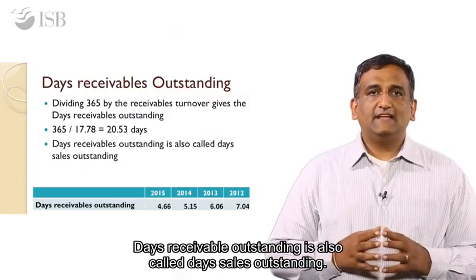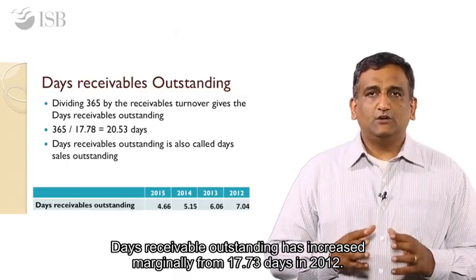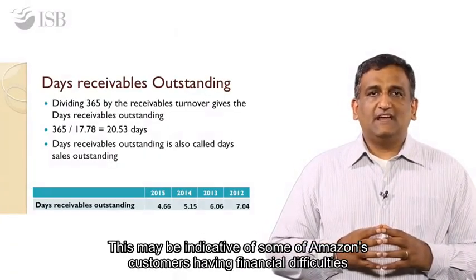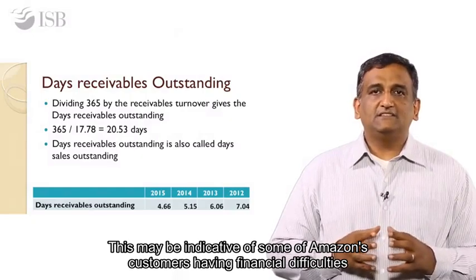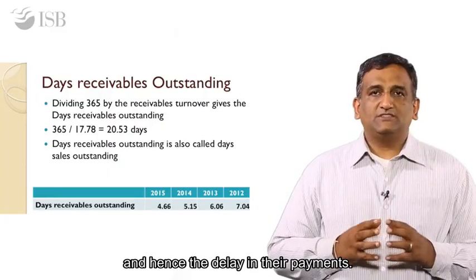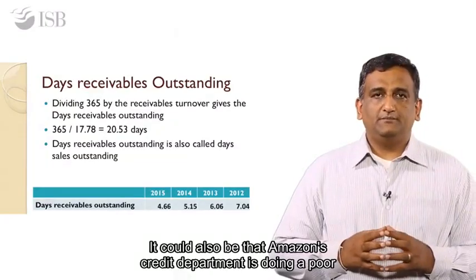Days receivable outstanding has increased marginally from 17.73 days in 2012. This may be indicative of some of Amazon's customers having financial difficulties and hence delay in their payments. It could also be that Amazon's credit department is doing a poor job of recovering amounts due to it.